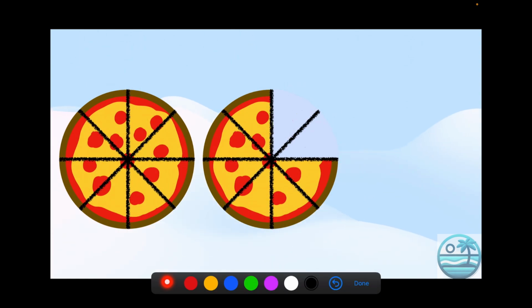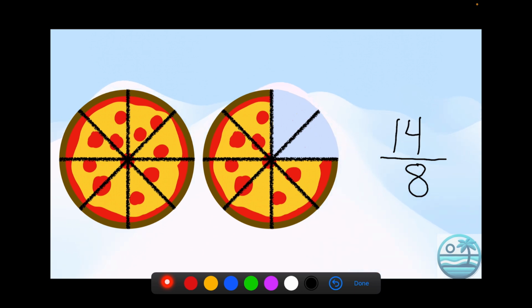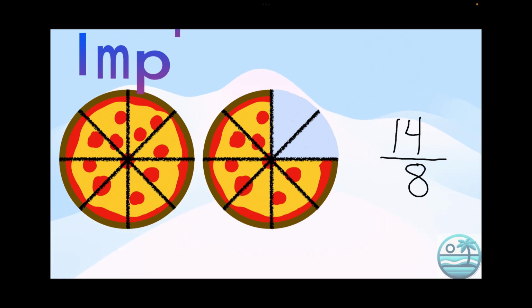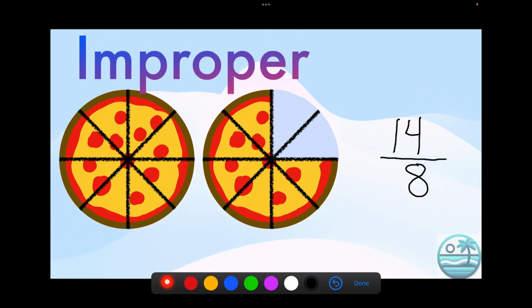Here I have 2 pizzas. Each pizza is cut into a total of 8 pieces, but all together here I have 14/8 pizzas. What type of fraction is this one? If you said improper, great job.